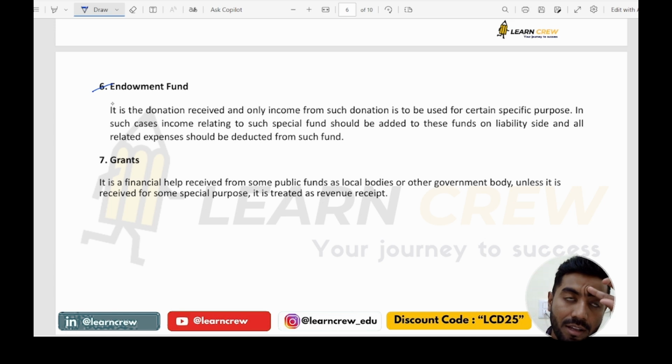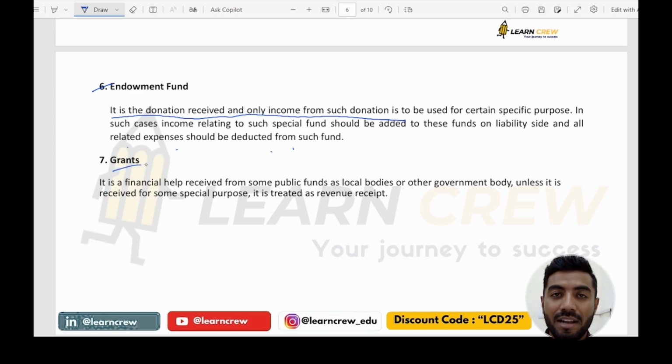Then there's something called an endowment fund. Here the asset will be there, and any income generated from that asset is the only amount to be utilized. The asset cannot be utilized. Only if it is a donation received, only income from such donation is to be used for specific purposes. In such case, income related to the specific fund account should be added to these funds on the liability side, and all related expenses should be deducted from such fund. Income is credited, and expenses are debited to such fund account.